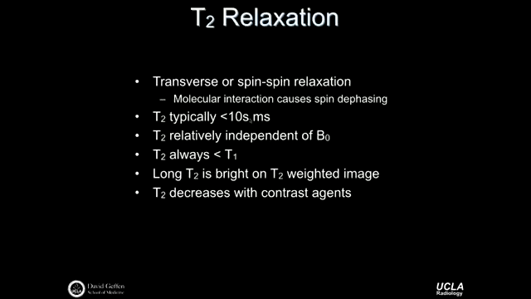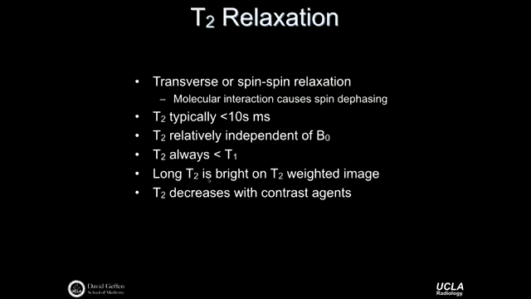T2 values typically are on the order of tens of milliseconds. And T2 is actually relatively independent of B0. So whereas T1 had some B0 dependence, T2 is a little bit more constant. You'll remember this, but it's important that T2 is always less than T1. In the limit, they're actually quite close to each other, but in general, the T2 is usually a fair bit, maybe an order of magnitude less than the T1.